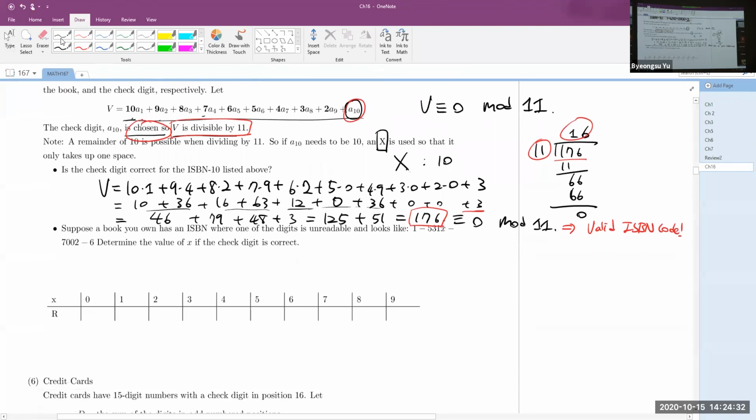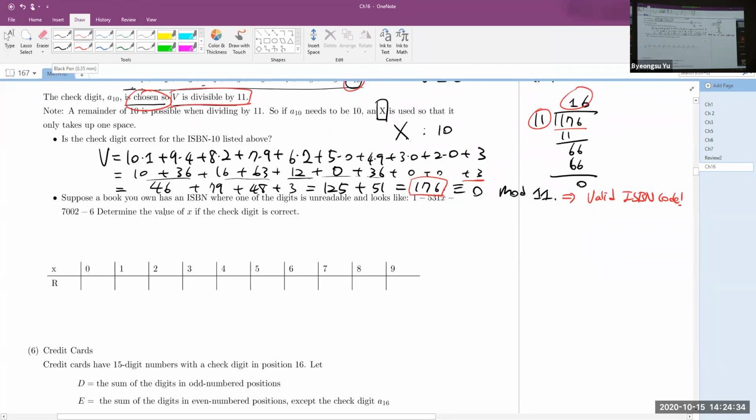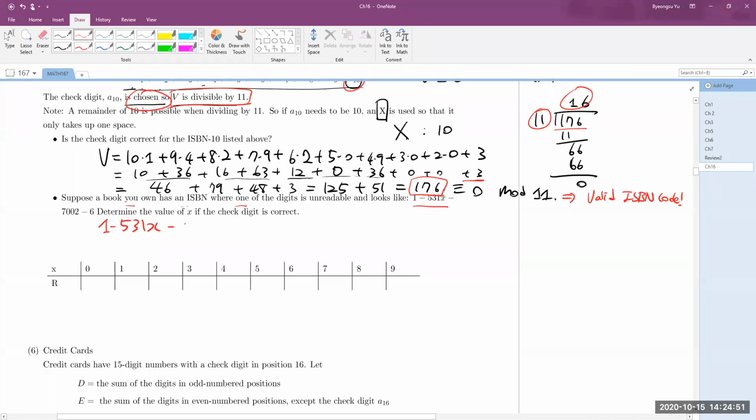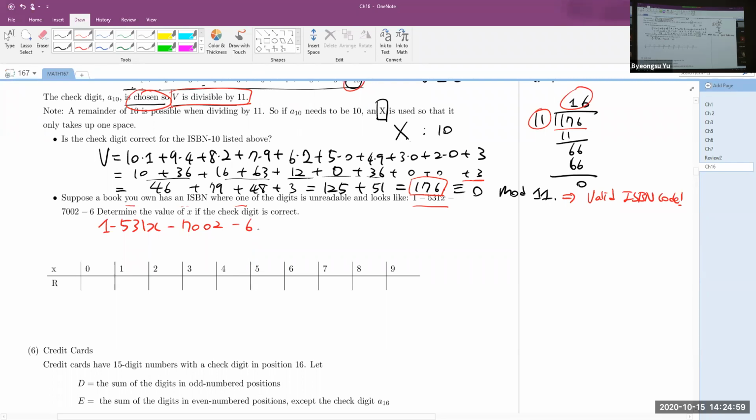Okay, then let's deal with some more examples. Suppose that a book you own has an ISBN number where one of the digits is unreadable, looking like 1531X70026. I want to determine which value of X is correct for this ISBN.